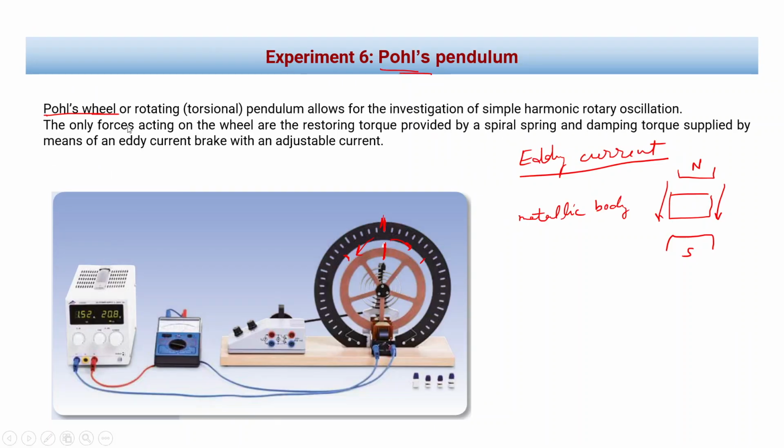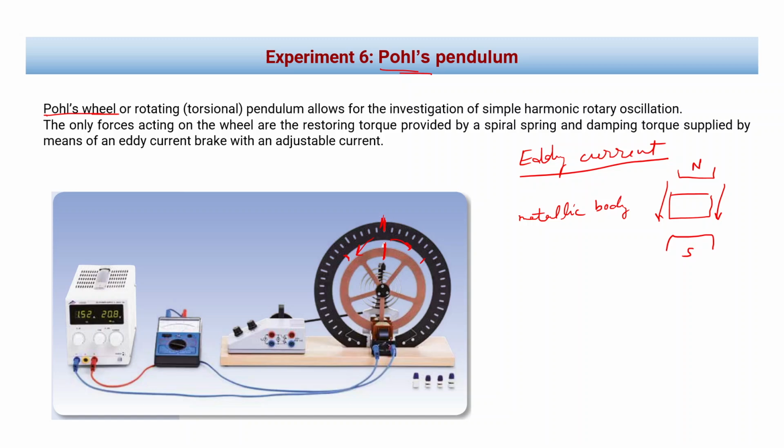Pohl's pendulum is actually also a rotating pendulum, because you can see here it's rotating, and it's also called a torsional pendulum. It allows for investigation of simple harmonic rotary oscillation. The only forces acting on the wheel are the restoring torque provided by the spiral spring and the damping torque supplied by means of an eddy current brake with an adjustable current. So we can change the amount of current, and based on that we can change the damping value, how fast or how slow it will get damped. To do these three kinds of experiments, we use this Pohl's pendulum or Pohl's wheel.